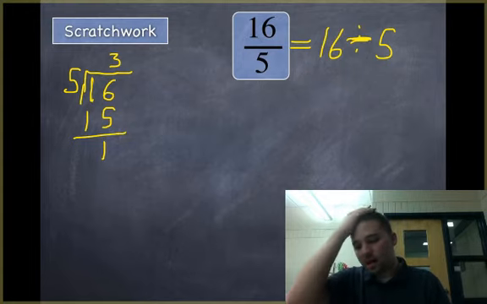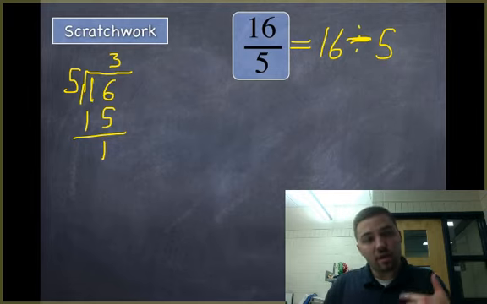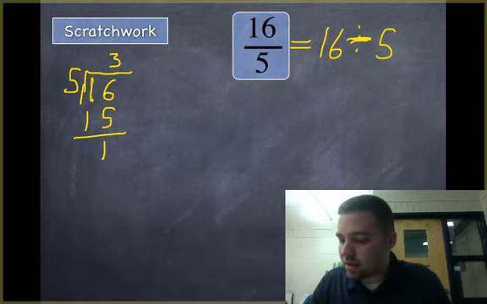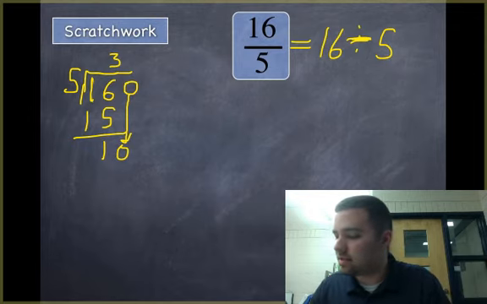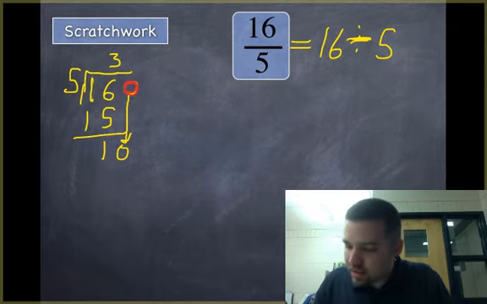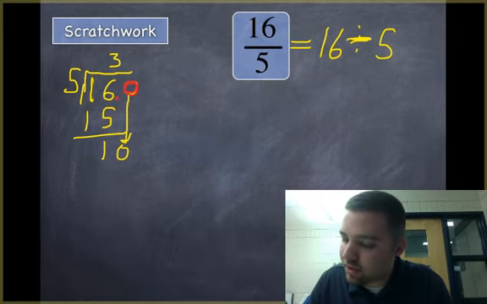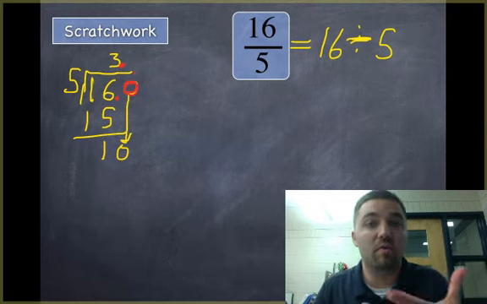Okay, so now here's where we run into issues. Can 5 go into 1? No, it can't. So usually what we would do is bring down a 0. I'm going to bring down a 0 here, and that'll give me a 10. Now, we have to be very careful, because as soon as we add in this 0 that wasn't there before, we're actually creating a decimal. So if we put a decimal right there, we need to put a decimal up here also. So that's going to be 3 point whatever we figure out for the rest of it.